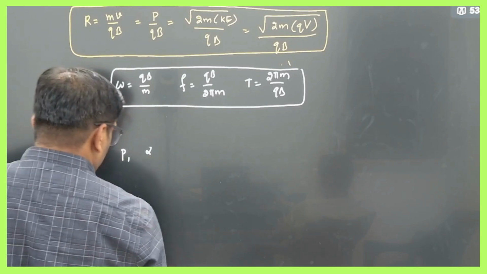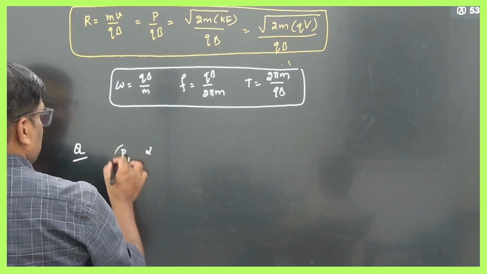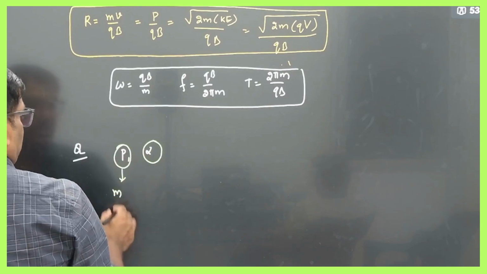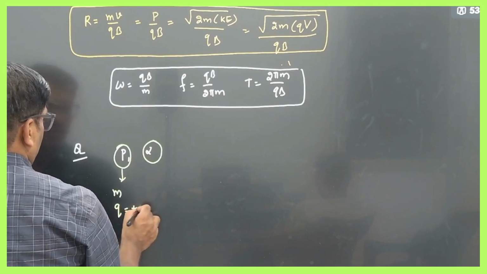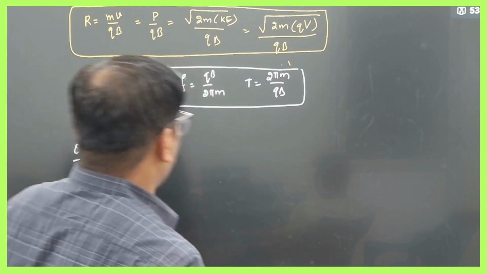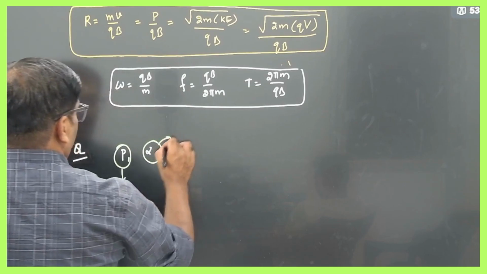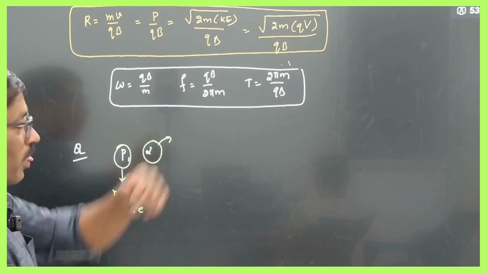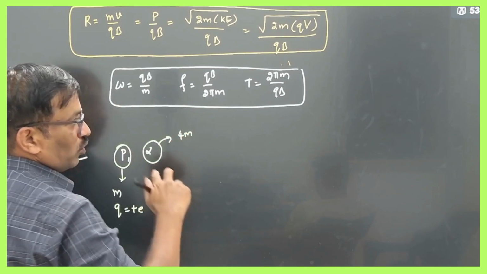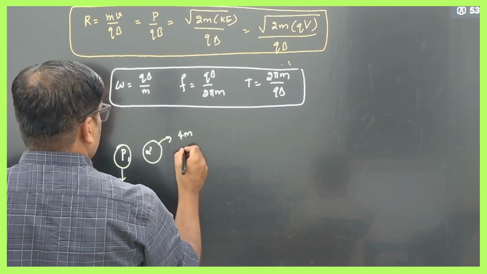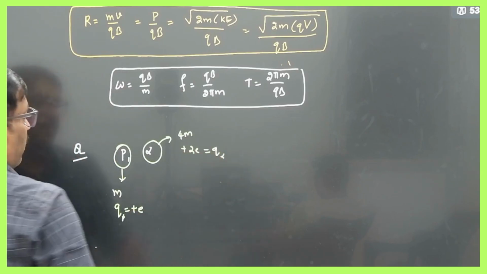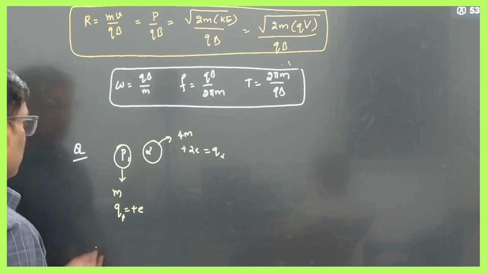First of all, you should know the basics of the proton and the alpha. Proton has mass m and a positive charge, therefore its charge is plus e. The alpha particle is a helium nucleus. Helium has two protons and two neutrons, so its mass is 4m, and since two electrons are removed, its charge is plus 2e. This is the charge of alpha and the charge of proton. Remember this, these two particles are there.